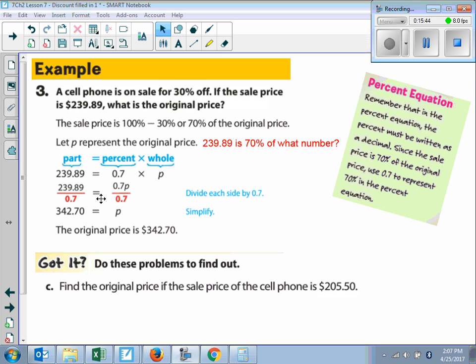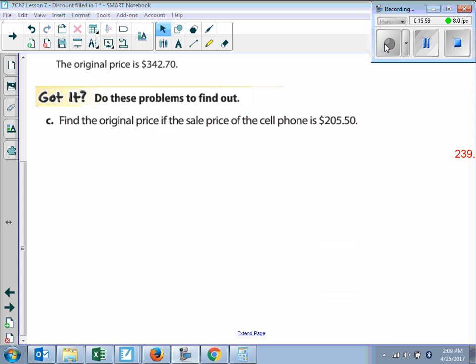And how do I get the P by itself? We just divide by 0.7 on both sides. So that tells me that the original price is $342.70.